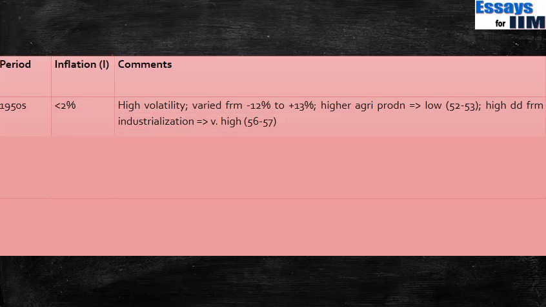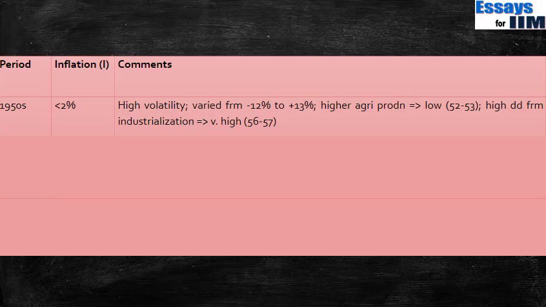So initially in the 1950s, after independence, overall the inflation remained pretty low, less than 2%, but the volatility was very high. It varied from minus 12% to plus 13%. And this was because of various reasons. Won't get too much into that. But in 52 and 53, the agricultural production was very high, because of which the inflation was low. But as we industrialized, Nehru had this whole industrialization plan, because of which there was a high demand from industrialization, because of which the inflation shot up very, very high in 1956 to 57.